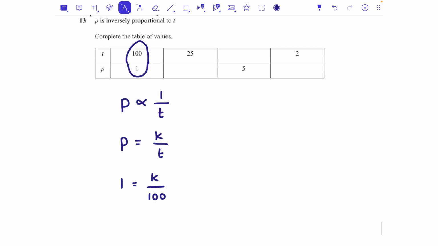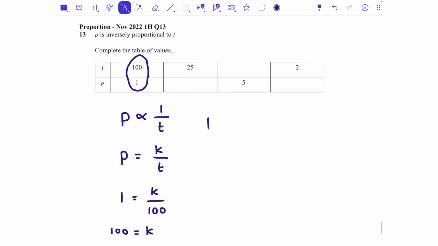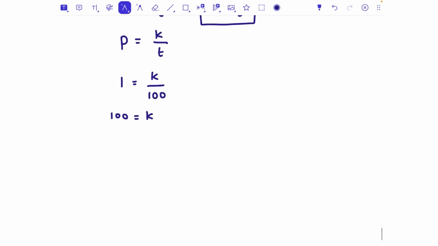Multiplying both sides by 100, we can see that K needs to equal 100. So I can now say that P equals 100 over T. And now we can complete the table of values. To get P, we just need to do 100 divided by T. 100 divided by 25 is 4. 100 divided by, 5 is 100 divided by what? That's 20. And P is 100 divided by 2, so that's 50. There we go. And because they're inversely proportional, you can see that as one got bigger, the other one got smaller. That's how inverse proportion works.